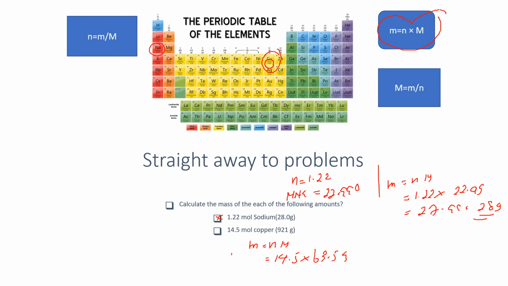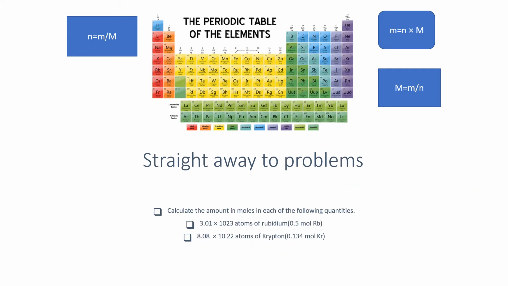63.54. That came from here, copper. And times into the calculator, 14.5 times 63.54, 921 gram. Okay, that's right. Okay, let's move into the other one.